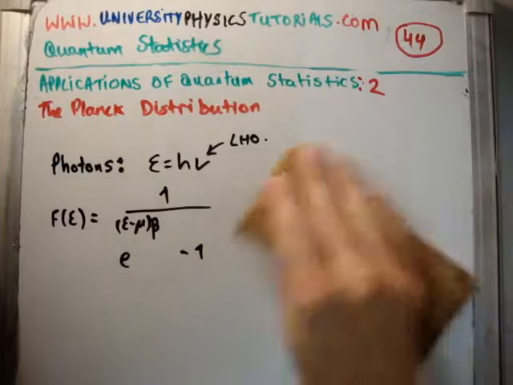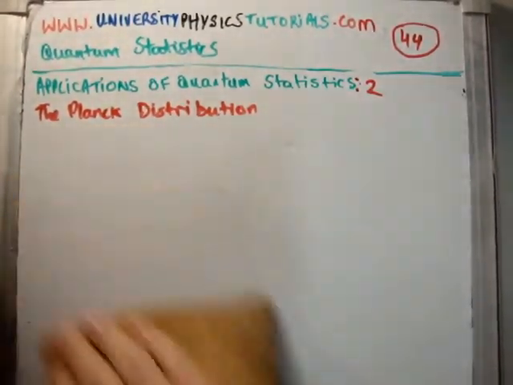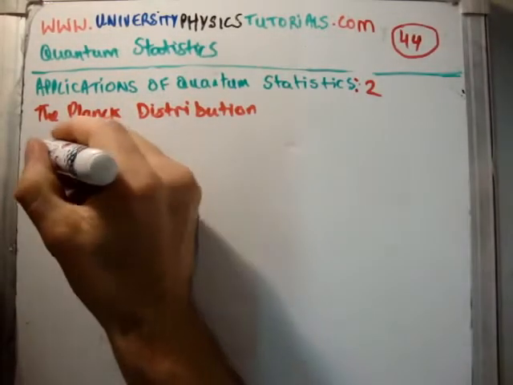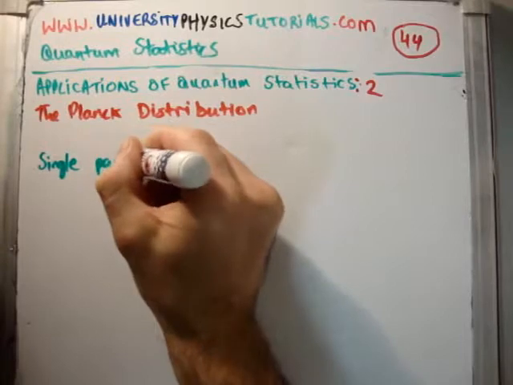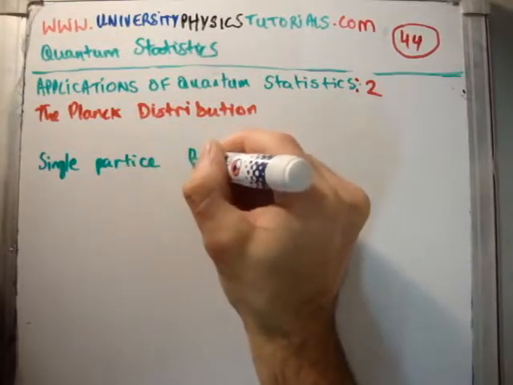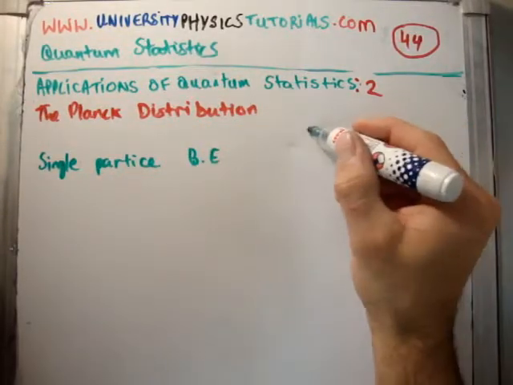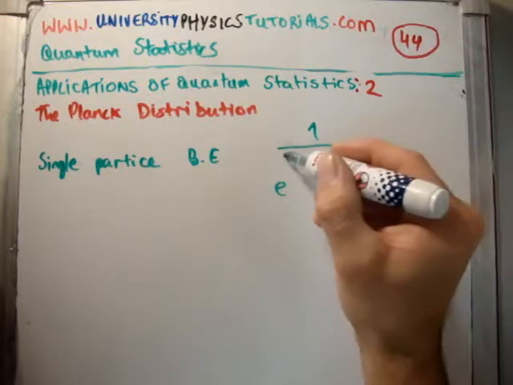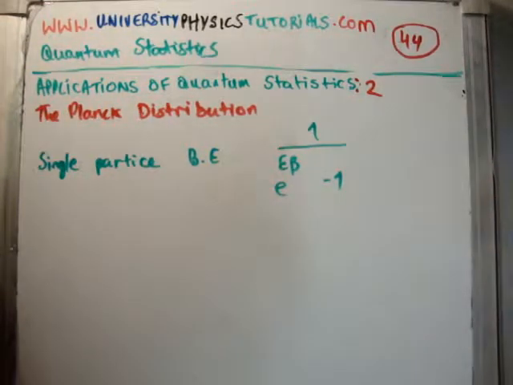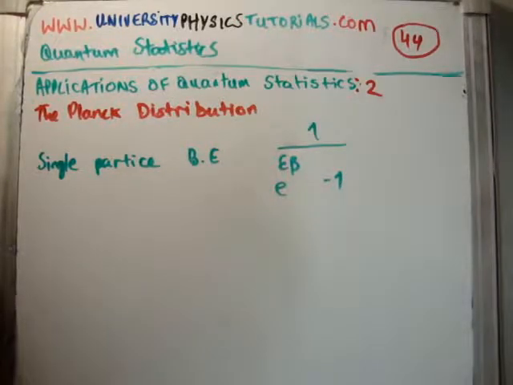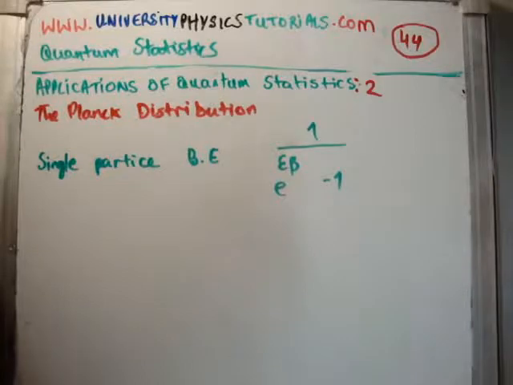So what I'm going to discuss now is the partition function for a single particle. If we talk about a single particle, then the Bose-Einstein function reduces to the following: 1 over e to the epsilon times beta minus 1. Because if we're talking about a single particle, there's no need to have this chemical potential term. So we're really only talking about the Boltzmann factor, 1 over e to the epsilon times beta minus 1, essentially. Okay?